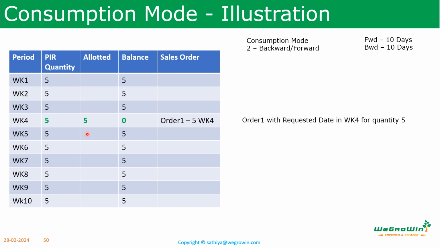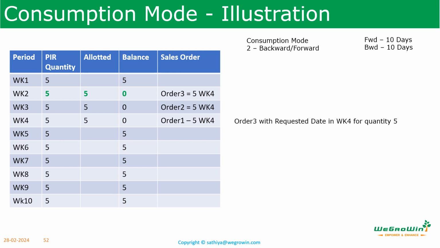Order 1, 5 numbers. So the plan is consumed here, right? The order is consumed and the remaining plan is not there. It becomes a firm order, 5 numbers. The forecast is removed by the firm orders. And then in the same week we get another 5 numbers. Since we maintained 10 days in the backward direction, the system goes and sees whether the plan is there. Yes, there is a plan, so it consumes the plan there. So the remaining plan is 0 there.